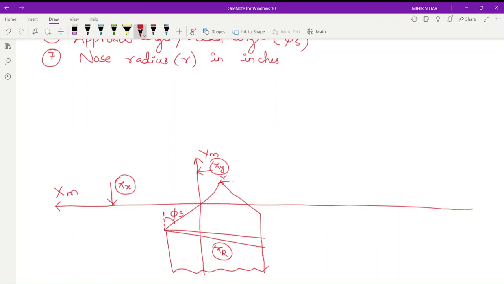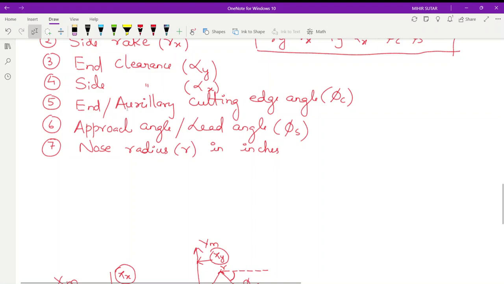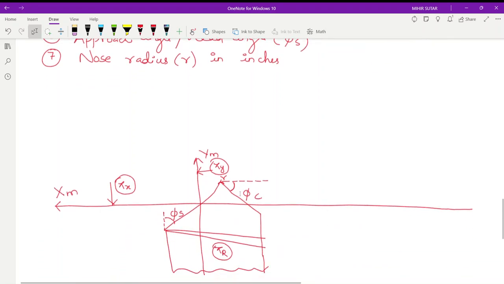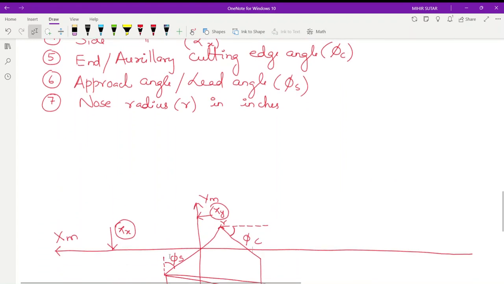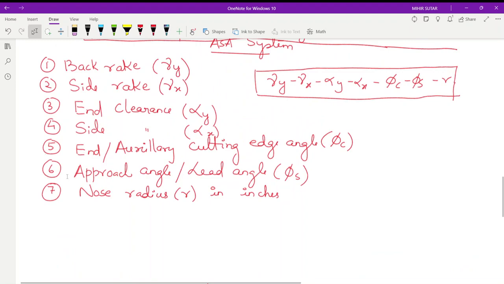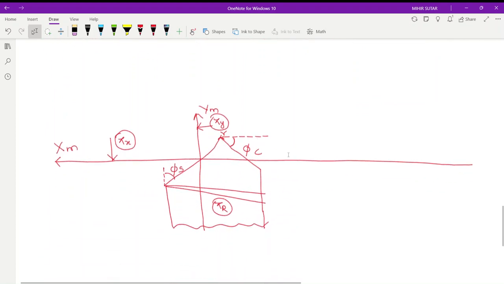And here if we draw a horizontal line parallel to the x-axis, we get this angle. This angle is known as the auxiliary cutting edge angle or end cutting edge angle, that is phi c. So you can see the auxiliary cutting edge angle here, and the approach angle or lead angle phi s we have already drawn, and r is the nose radius, we have already drawn. These are the fifth, sixth, seventh. Now we have to place 1, 2, 3, 4, that is back rake, side rake, end clearance and side clearance angles. Okay, so this is done.